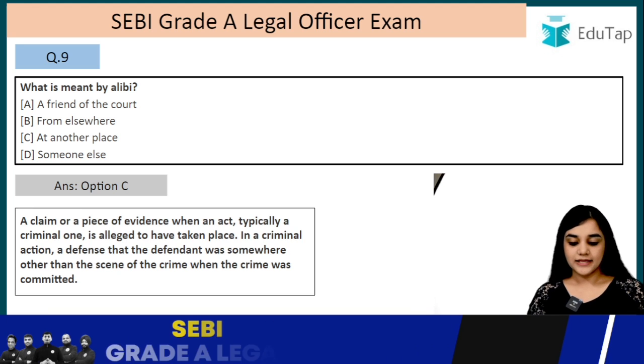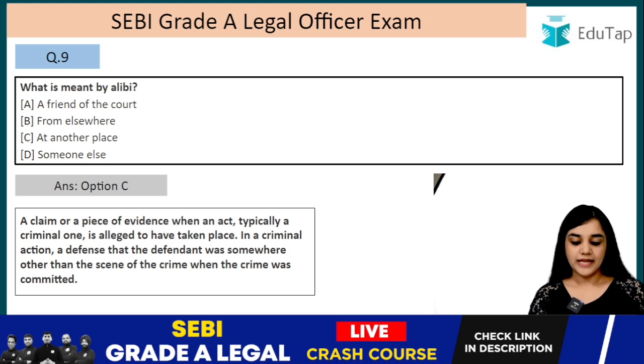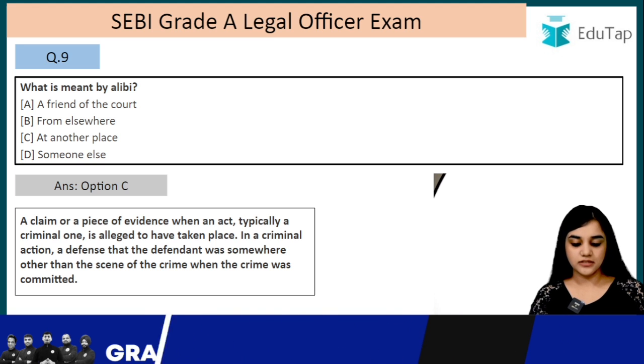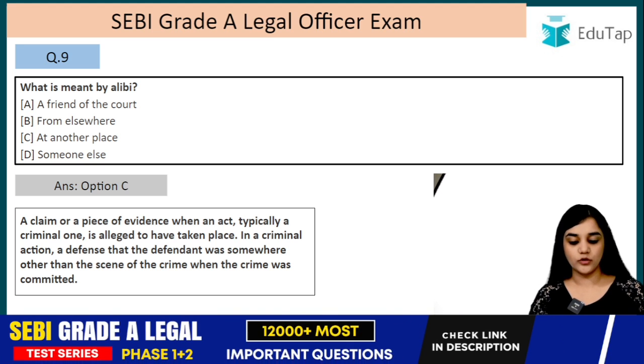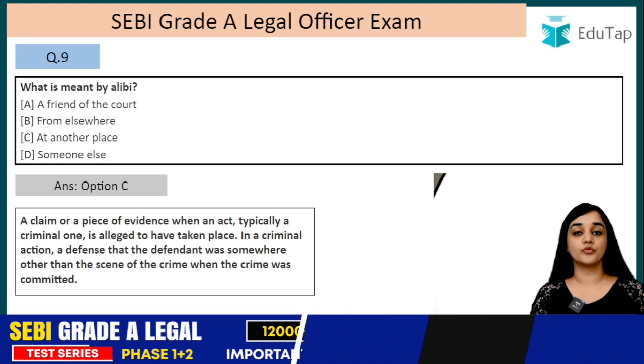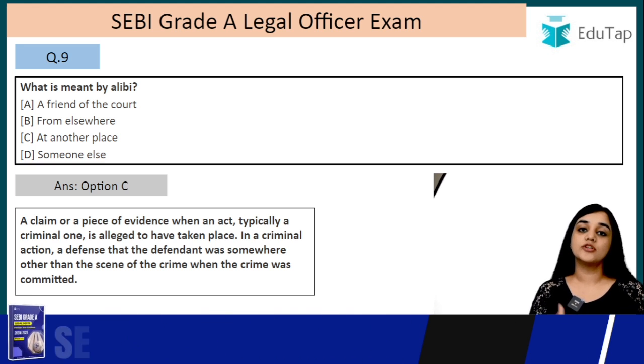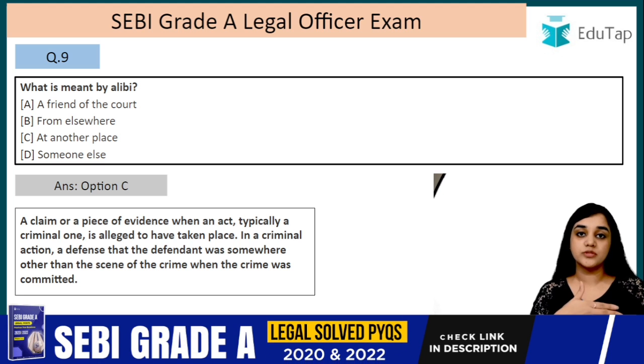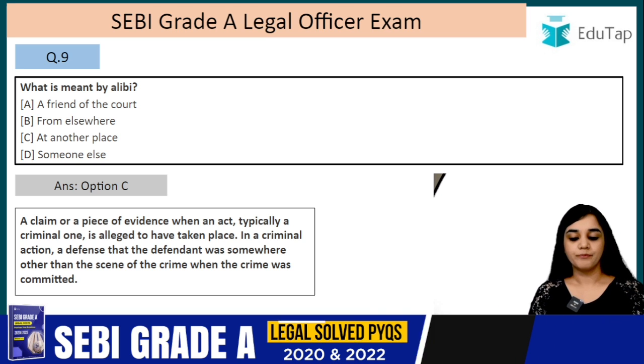Let's read it. A claim or a piece of evidence when an act, typically a criminal one, is alleged to have taken place. In a criminal action, a defense that the defendant was somewhere other than the scene of the crime when the crime was committed. So he is giving this defense that I was somewhere else, and he is giving some evidence in regard to that. That is known as his alibi. He was not present at the scene of crime, but he was somewhere else. So this is alibi. Question number 10.